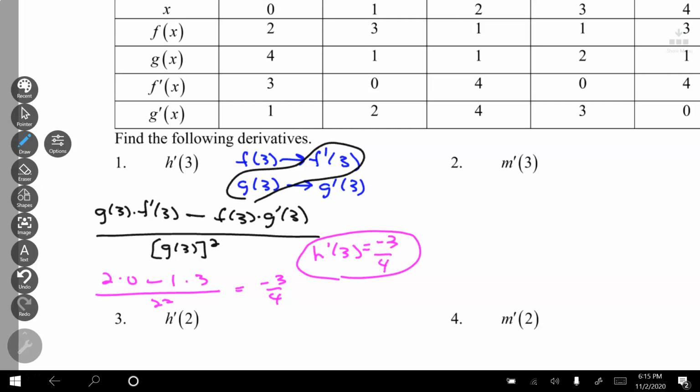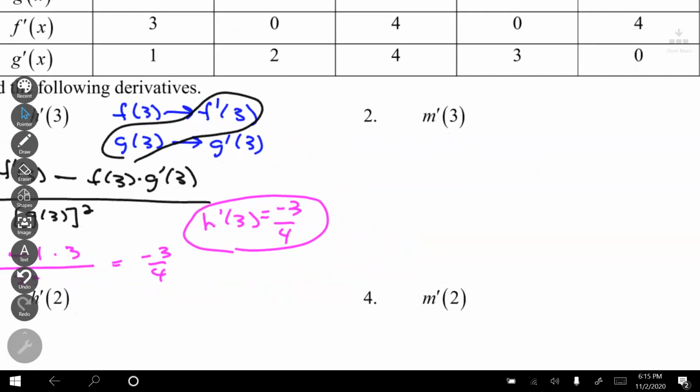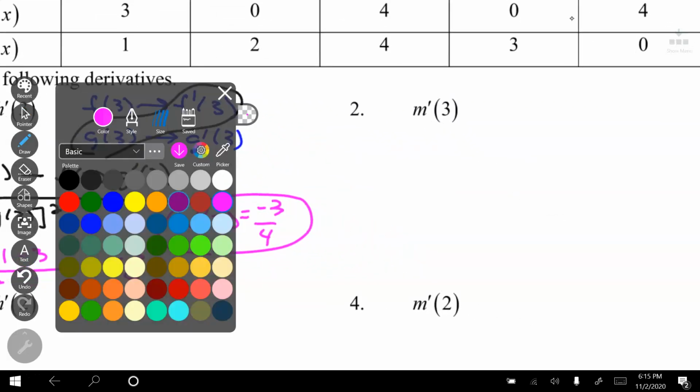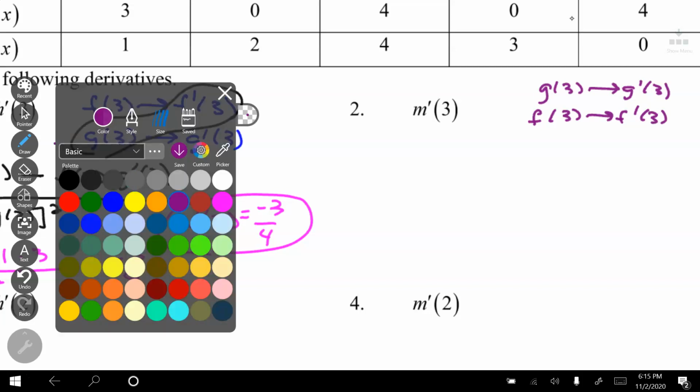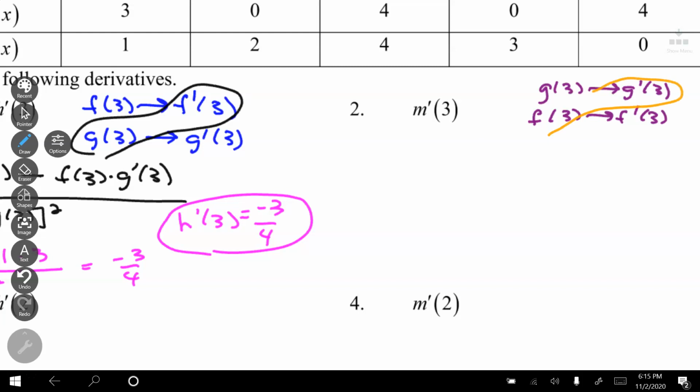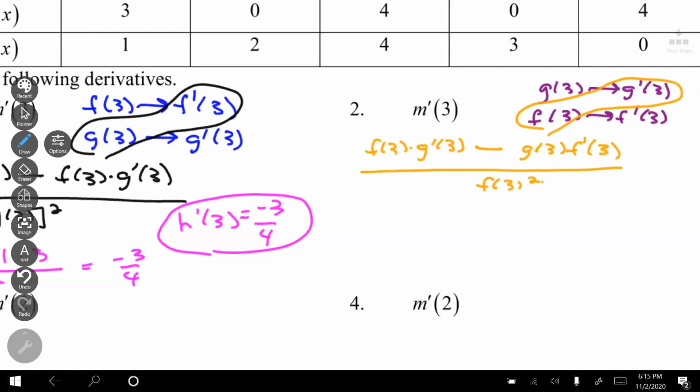Now it's going to flip up for this next one. g is the high function, so I have g prime of 3. f is the low function, so I have f prime of 3. I do my crisscross. Got to do this way first. f of 3 times g prime of 3 minus g of 3 times f prime of 3 over f of 3 squared.